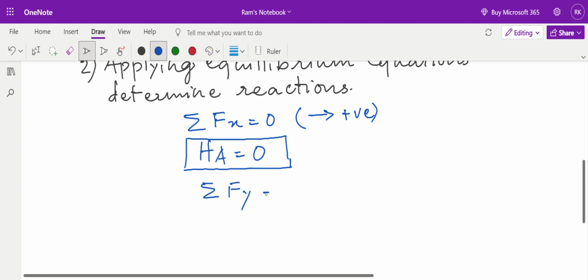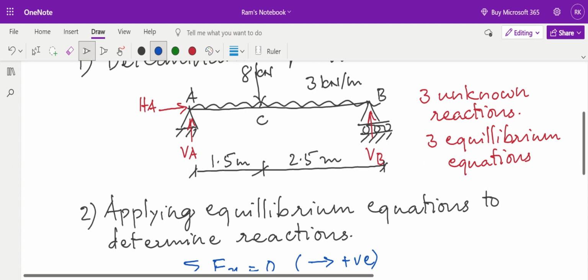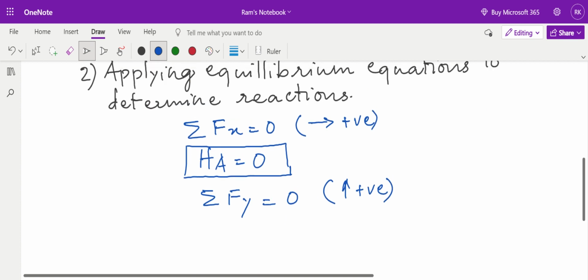Now the second equilibrium equation, summation of forces in y direction is equal to 0. Again my assumption is all the forces acting upwards are positive. I can take all the forces acting downwards as positive also, but since my experience says upward forces positive will give me a shortcut answer, that's why I have taken summation of forces in y direction equal to 0, with all the forces acting upwards positive.